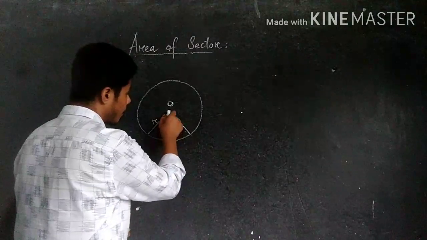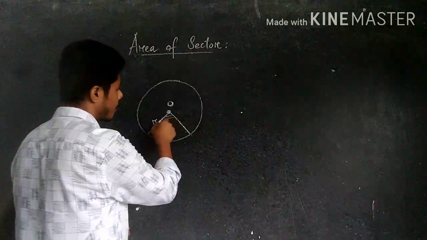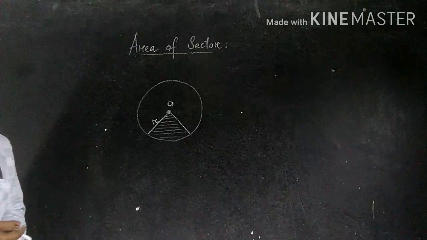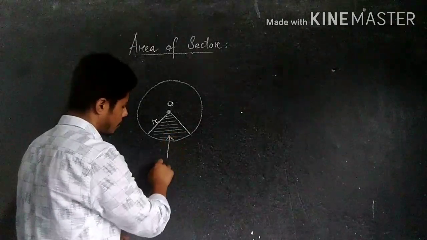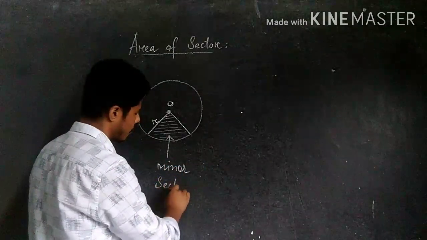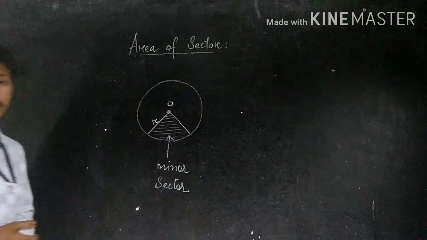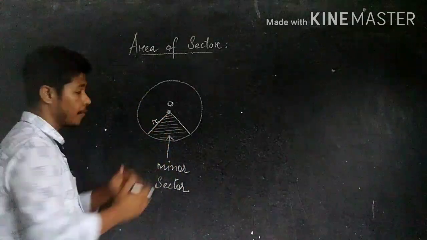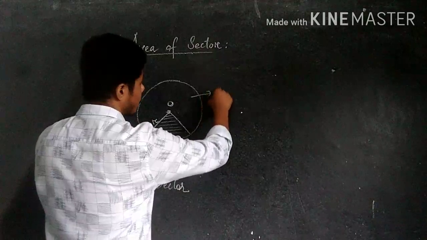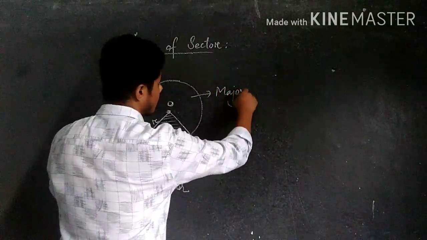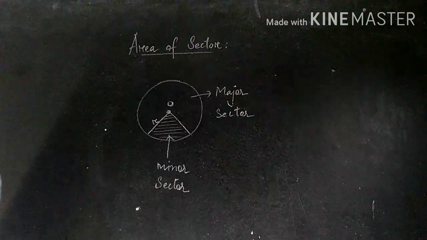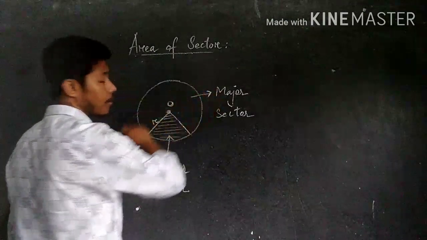Now with respect to these radii, this part is known as the minor sector, which we simply represent by sector. This one is known as the minor sector. Is it clear? And except this part, the other part that remains here is known as the major sector. Major sector. Is it clear?